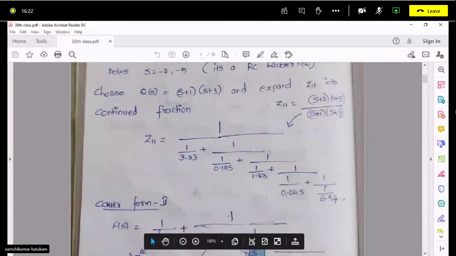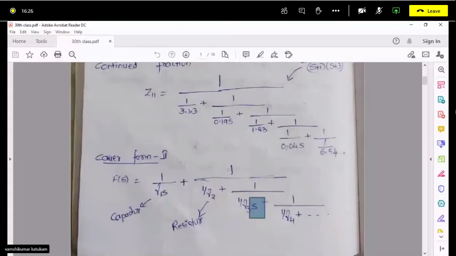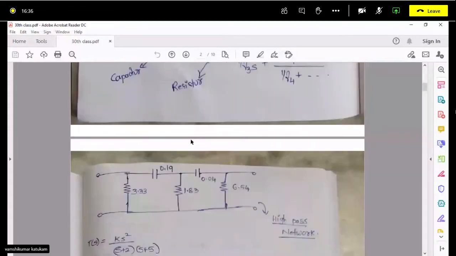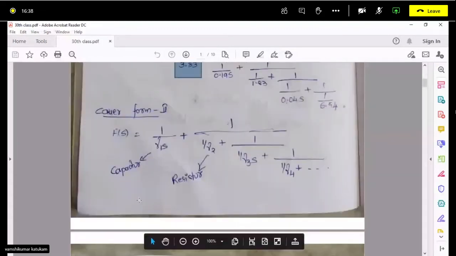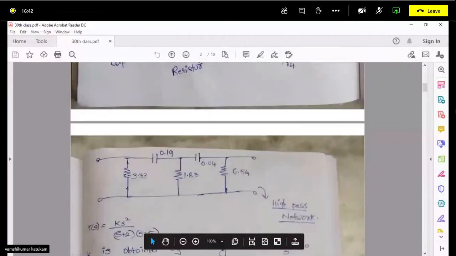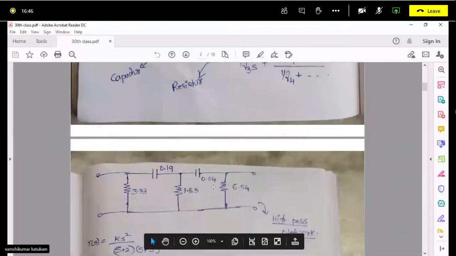Then how to realize the network? Just these constants have to be substituted. First thing is constant, starting with the resistor. So you have 3.3.3, and 0.19, 1.83, and 0.04 and 6.54.